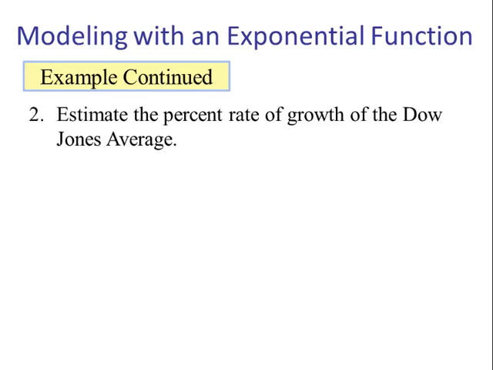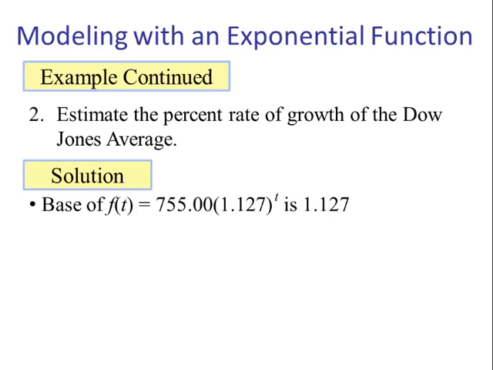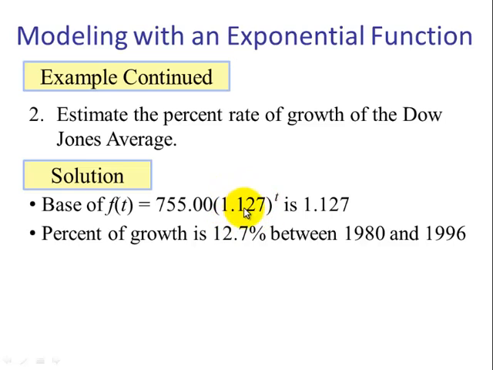Number 2, estimate the percent rate of growth of the Dow Jones average. Solution. So this is an exponential growth because the base is bigger than 1. So if we take the base minus 1, we get 0.127 and change that to a percent, and we see that the rate is 12.7%. So in the terms of this problem, the percent of growth for the Dow Jones average is about 12.7% between the years 1980 and 1996.